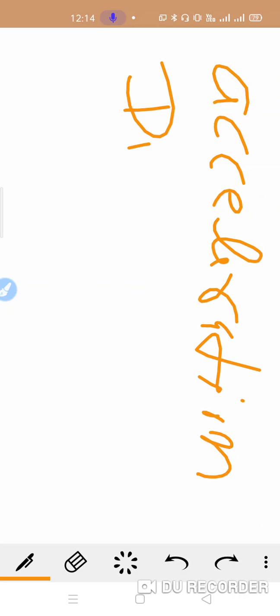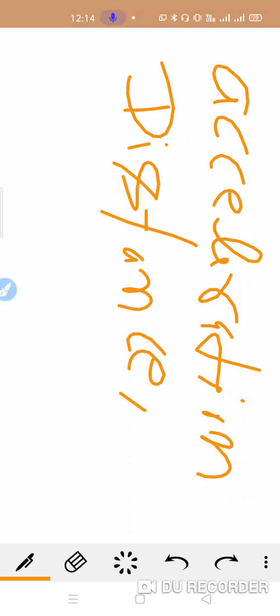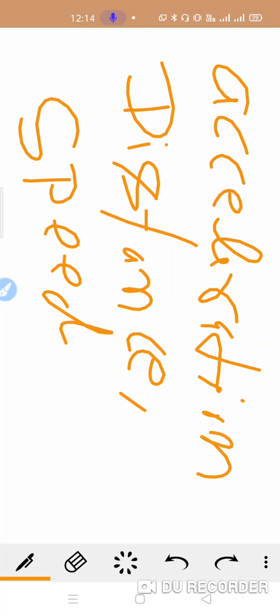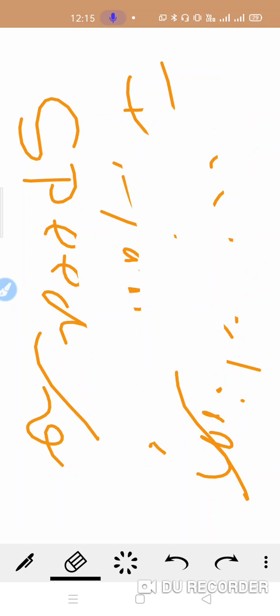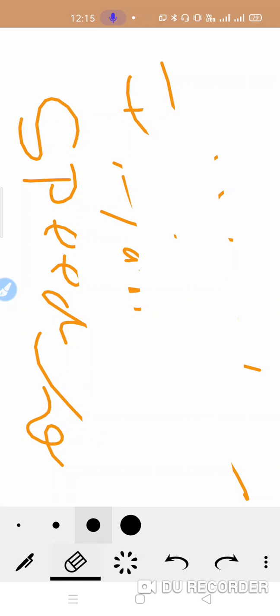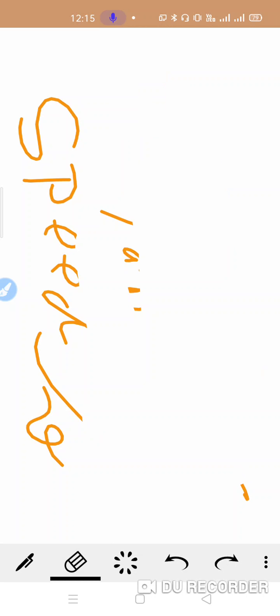Now distance and speed and velocity also. Here we discuss how we find the acceleration, distance, speed and velocity with the help of graph. Okay, now we talk about this topic.